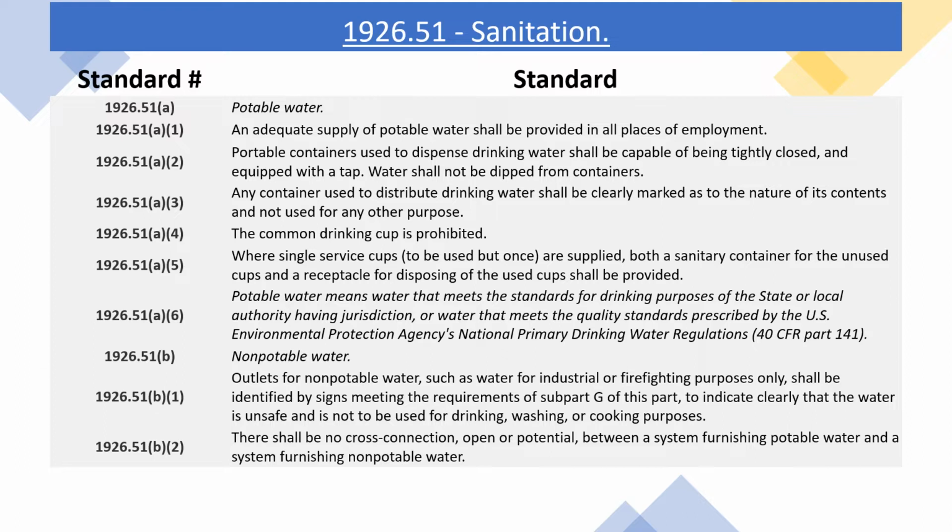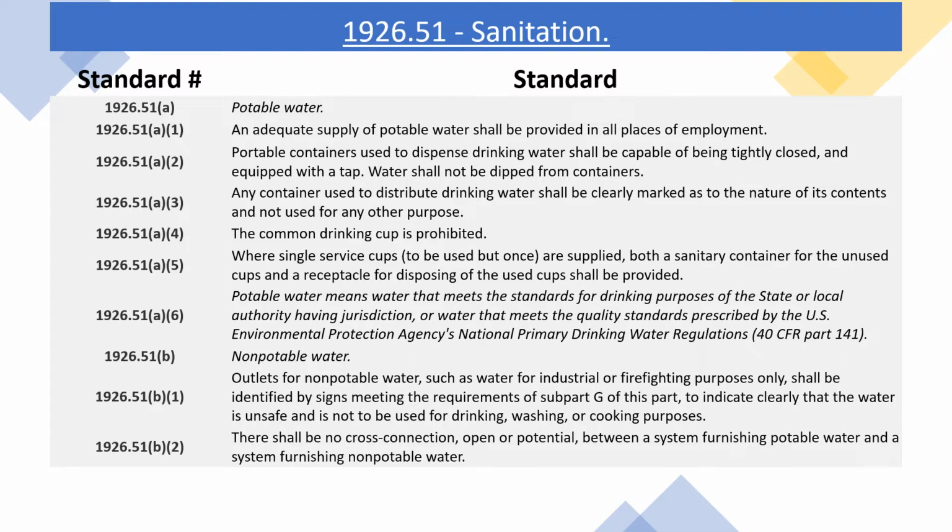Water shall not be dipped from containers. 1926.51(a)(3) Any container used to distribute drinking water shall be clearly marked as to the nature of its contents and not used for any other purpose. 1926.51(a)(4) The common drinking cup is prohibited. 1926.51(a)(5) Where single-service cups, to be used but once, are supplied, both a sanitary container for the unused cups and a receptacle for disposing of the used cups shall be provided.